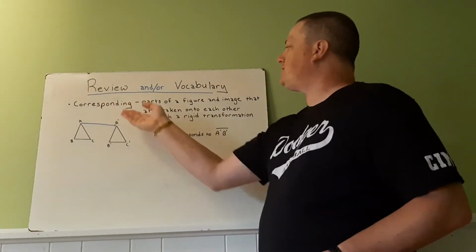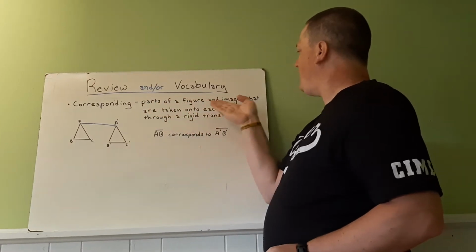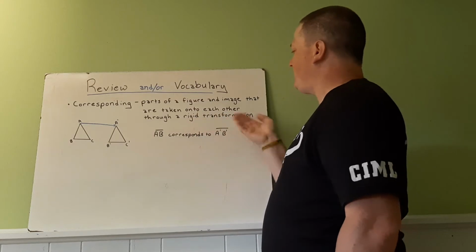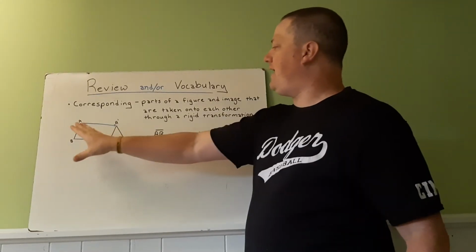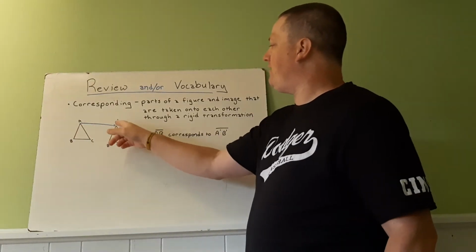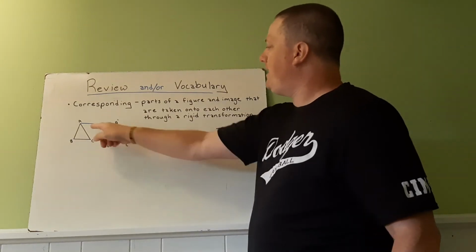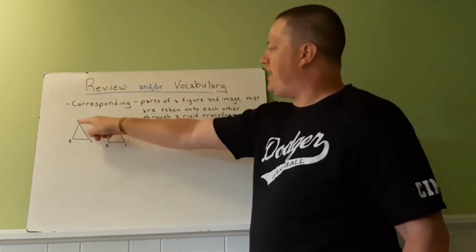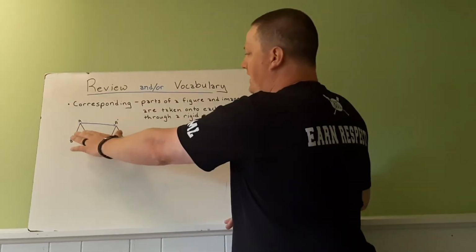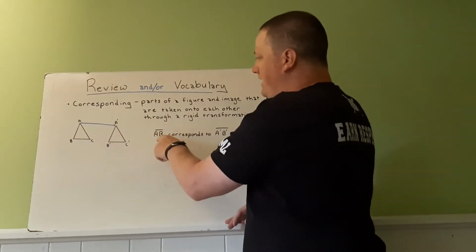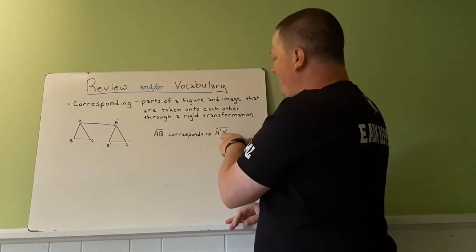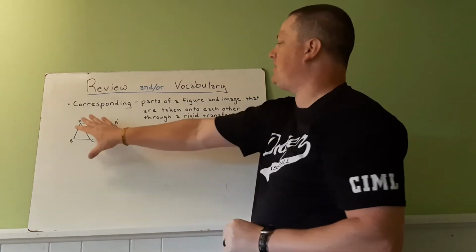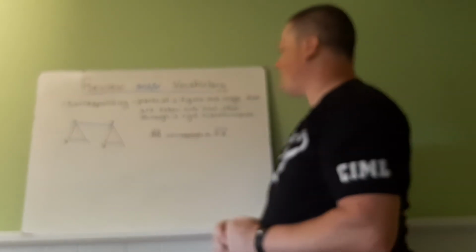All right, so corresponding parts of a figure and image are taken onto each other through a rigid transformation. In this case, I have triangle ABC and triangle A prime, B prime, C prime. And if we transform it along the directed line segment AA prime, it would take segment AB on top of segment A prime, B prime, meaning that they correspond to each other because they would be on top of each other there.